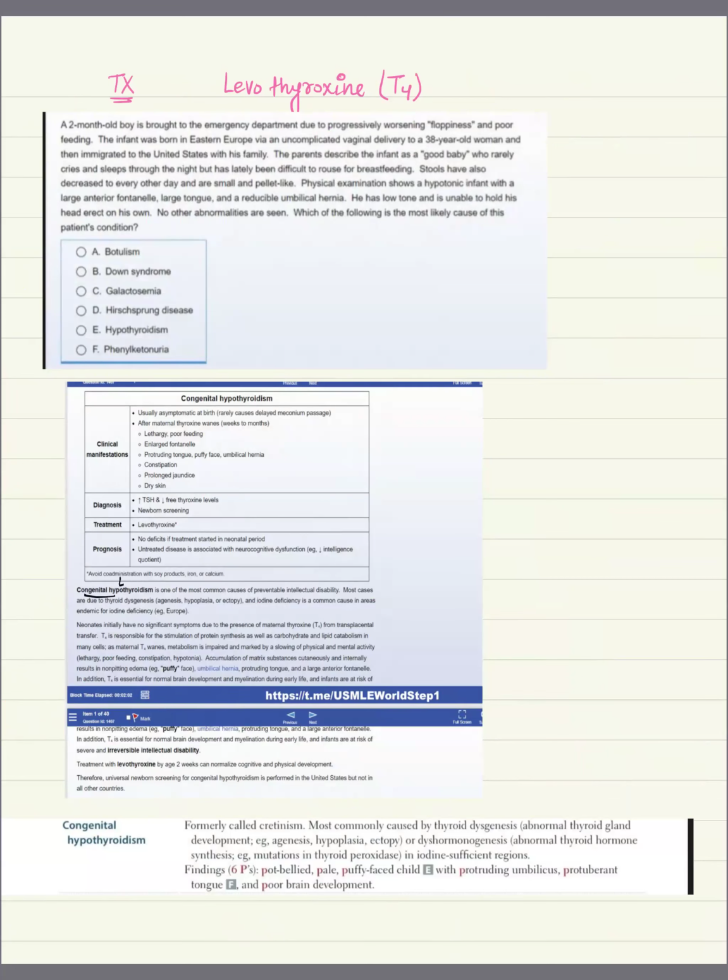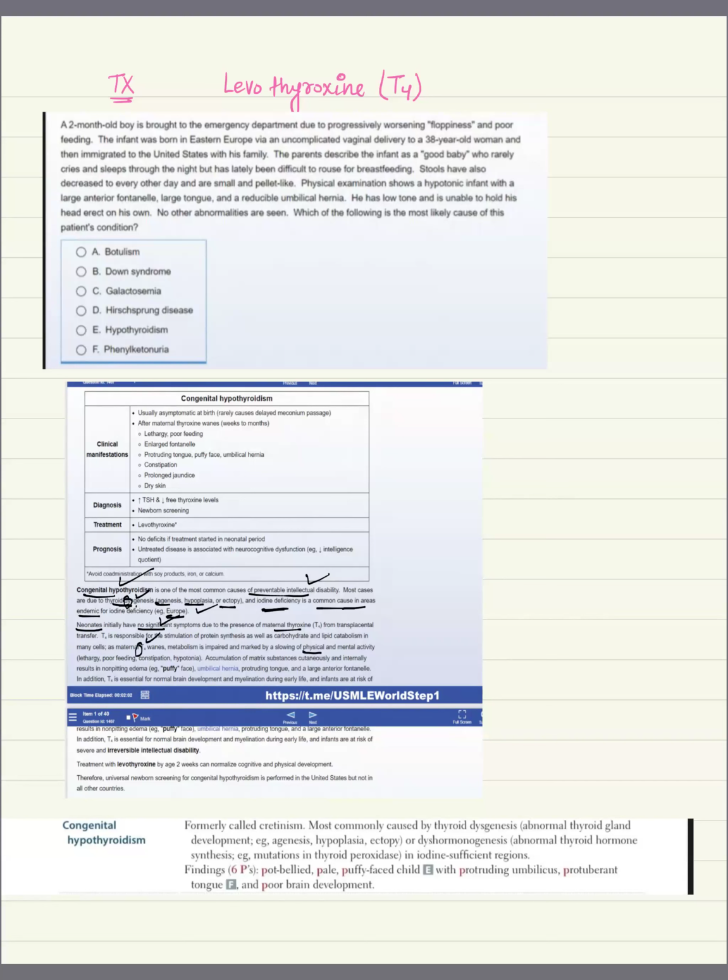First of all, congenital hypothyroidism is the most common cause of preventable intellectual disability. Now he's going to mention the causes. Most cases are due to thyroid dysgenesis, and we already discussed three types: agenesis, hypoplasia and ectopy. Iodine deficiency is the most common cause in endemic or underdeveloped areas. Neonatally, a baby has no symptoms because the mother's T3 and T4 cross the placenta. They go to the baby, and they are responsible for protein synthesis as well as carbohydrate metabolism in many cells. But when the mother's T4 ends, the baby will show the signs.